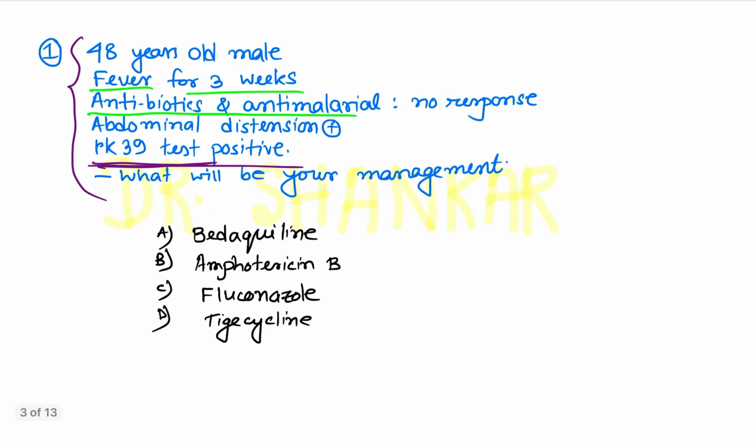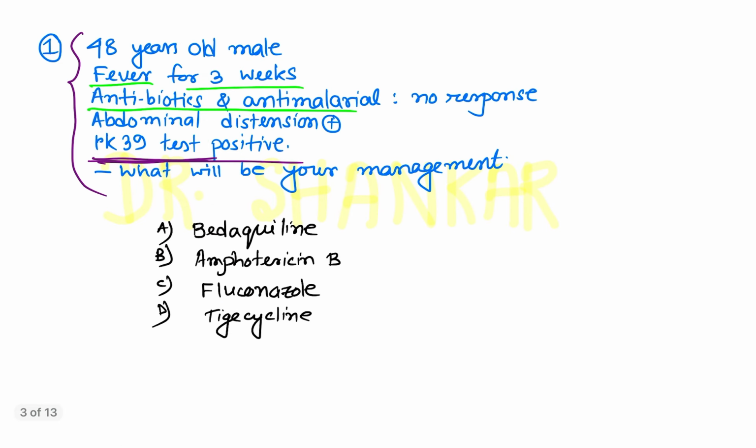So in this question, the question asked is what will be your management. In this case, my management will be with amphotericin B. So this is the answer: amphotericin B for visceral leishmaniasis or Kala Azar.